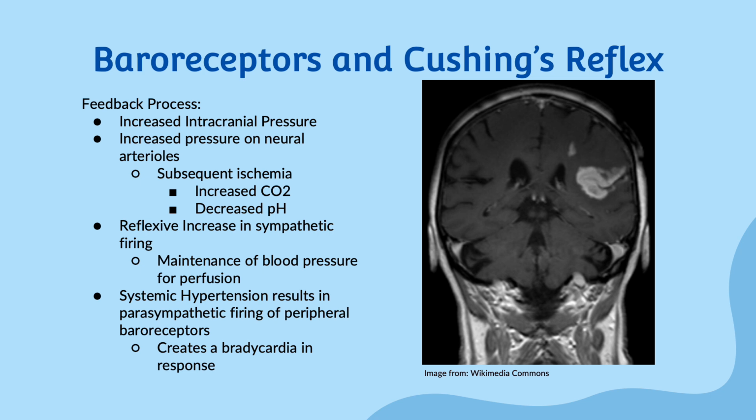The increased intracranial pressure puts pressure on the arterioles, constricting them and causing ischemia to the neural tissue. Increases in carbon dioxide due to this ischemia and a subsequent decrease in pH levels will ultimately cause an increase in sympathetic drive as the body is trying to increase blood pressure to maintain perfusion to the brain tissue. This high blood pressure in the body, however, results in a reflex bradycardia from the baroreceptors in the carotid sinus and aortic arch.